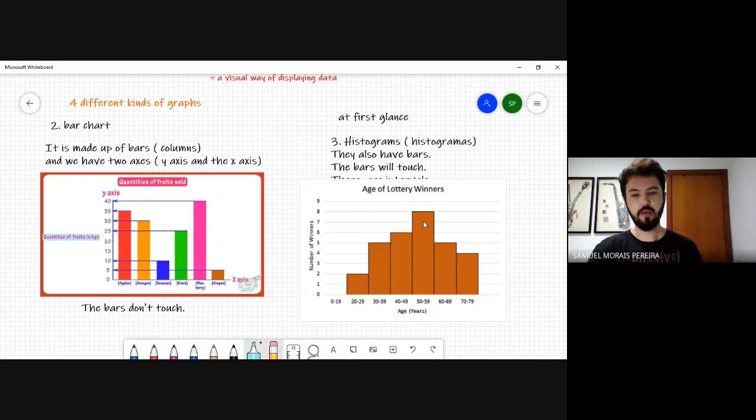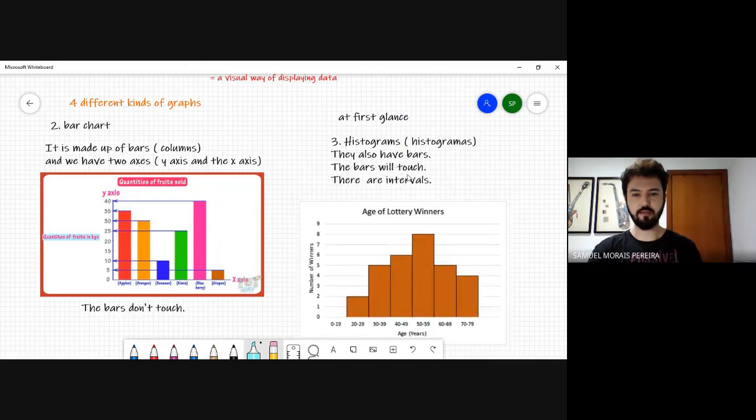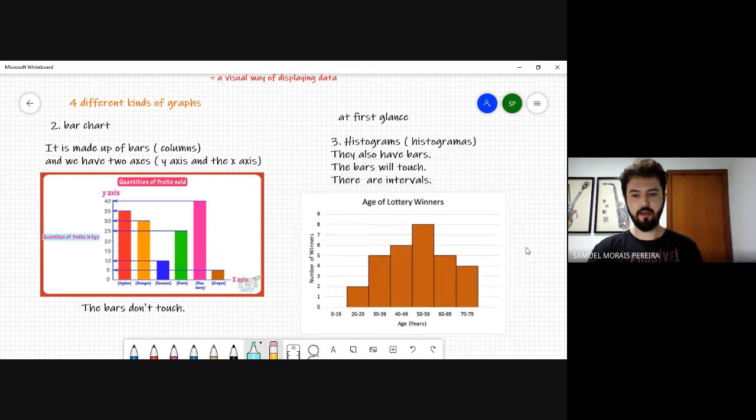This is a histogram. How do you know this is a histogram if you have bars? Simple, because the bars here are touching. The bars are touching. Tá vendo? Here, I don't have several different categories like here. I have just one category, okay? Just one. And here I have frequency. I have the number of winners of the lottery. So we have age of lottery winners as the title of my graph. A idade dos ganhadores de loteria. And then here we have the number of winners, and here their age groups. Tá vendo que tá tudo organizado em age groups, grupos etários?